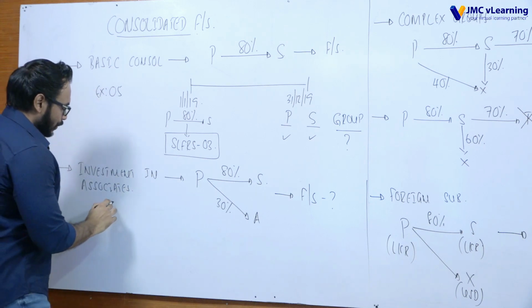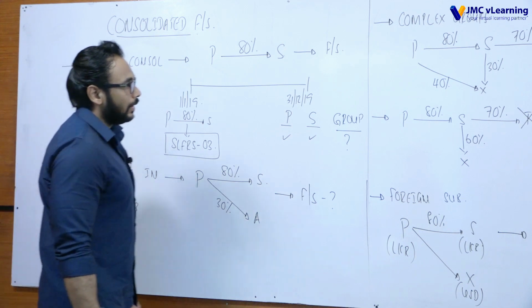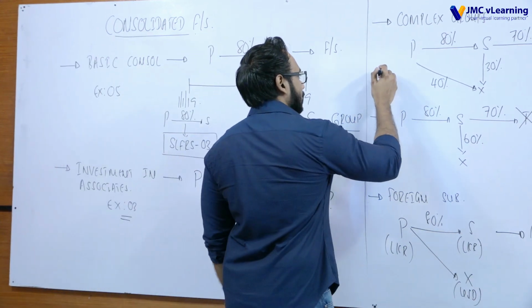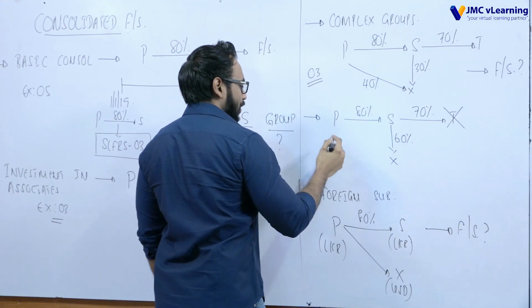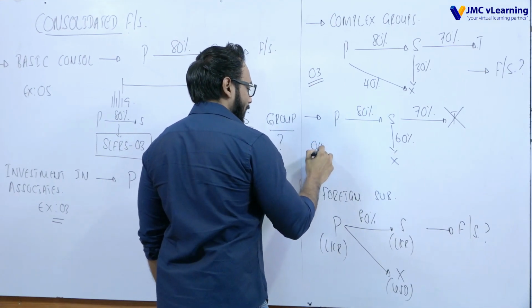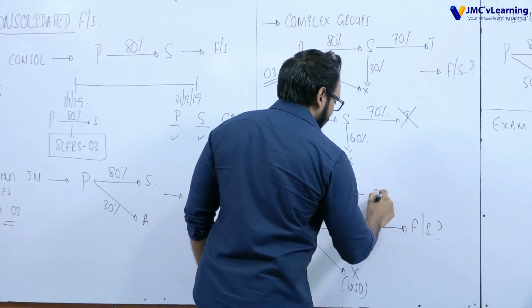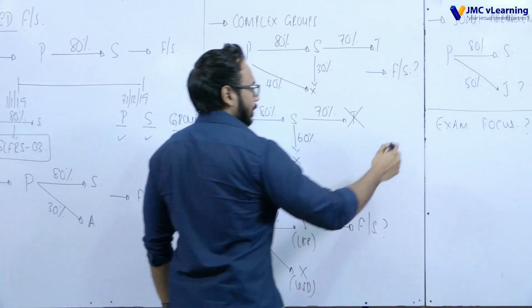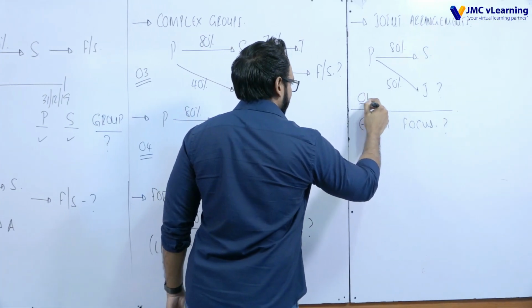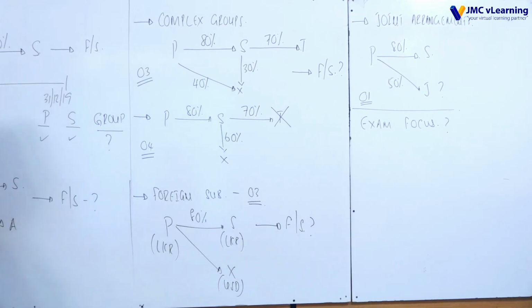Under investment in associates, we will cover about 3 examples. On complex groups, we will cover about 3 examples. And on disposals, we will cover about 4 examples. Foreign subsidiaries, we will cover about 3 examples. And joint arrangements, about 1 example, because that's pretty straightforward. And then let's look at a few exam questions.